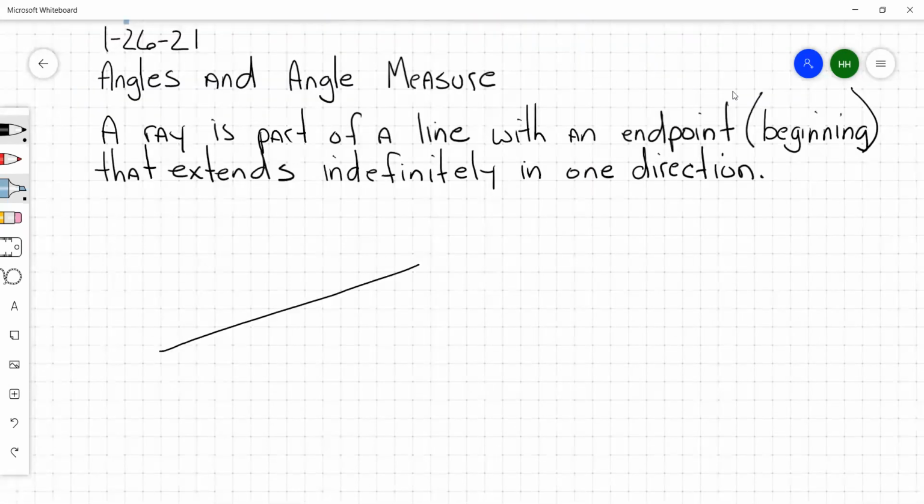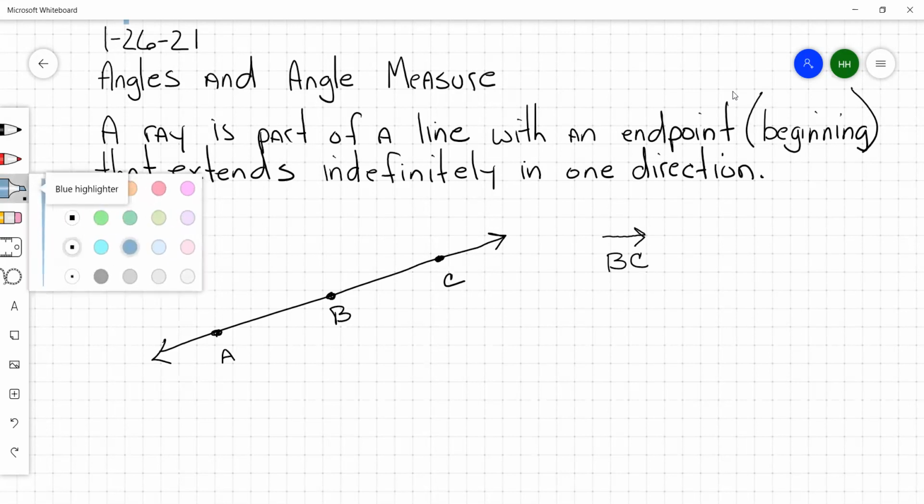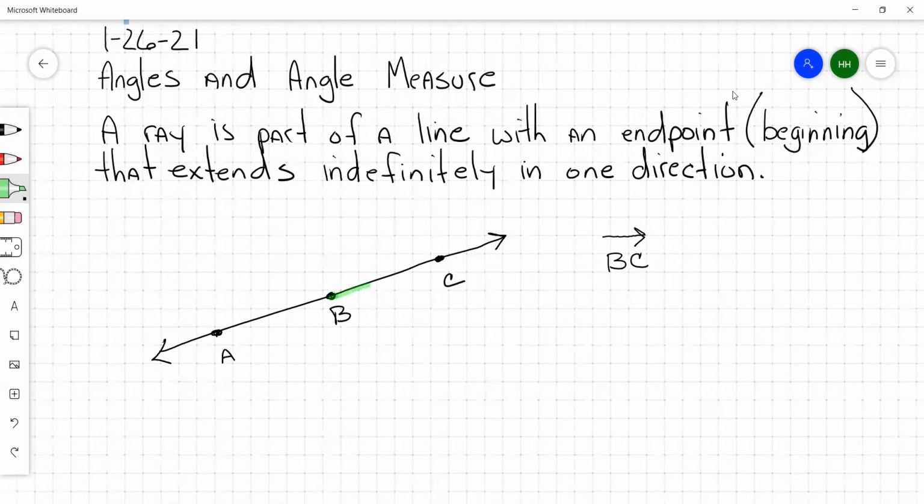So if you have a line with points A, B, and C on it, here's your symbol for ray. It's just an arrow pointing one direction. So if we're going to talk about ray BC, ray BC starts at point B and it goes through point C indefinitely.